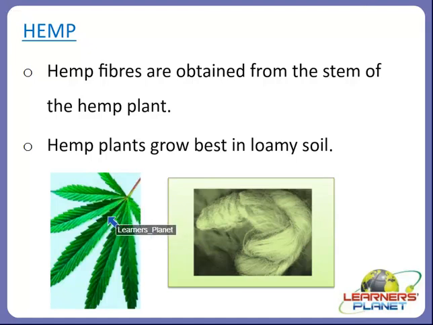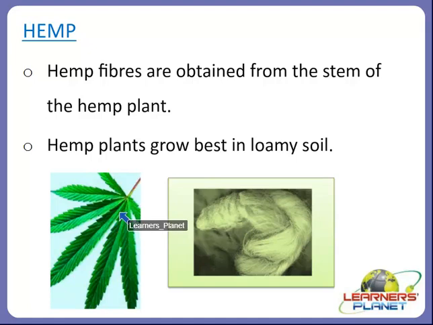This is just a part of the hemp plant. But anytime you see the leaf of the hemp plant, you will be able to identify it by its leaf, and that is why I have put an image for you. Right? So hemp fibers are obtained from the stem of the hemp plant.